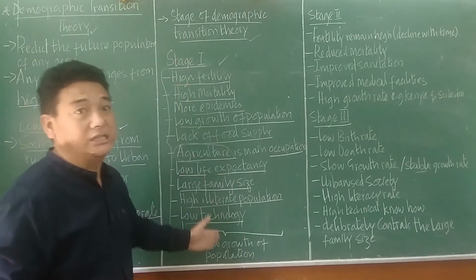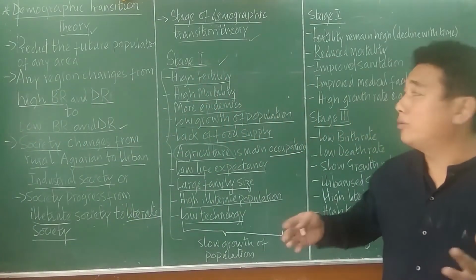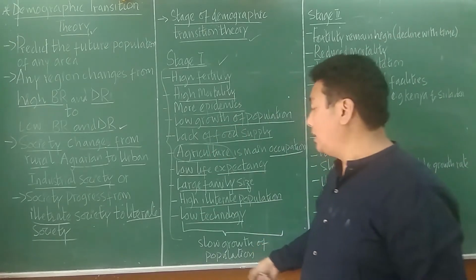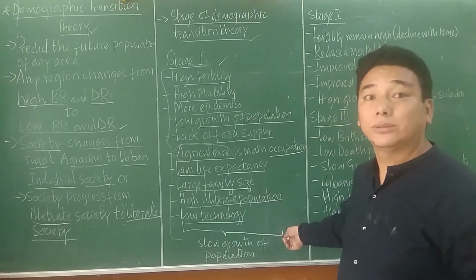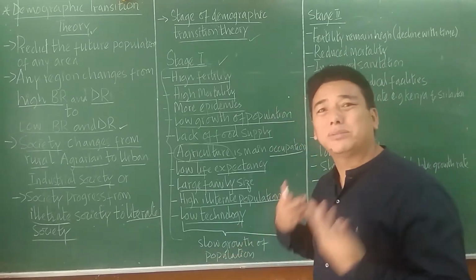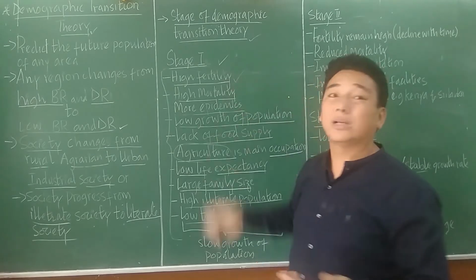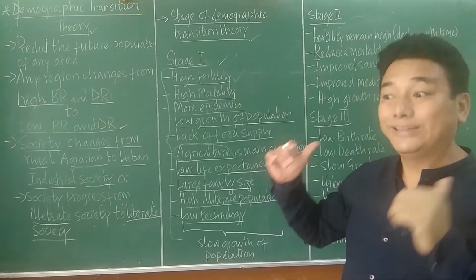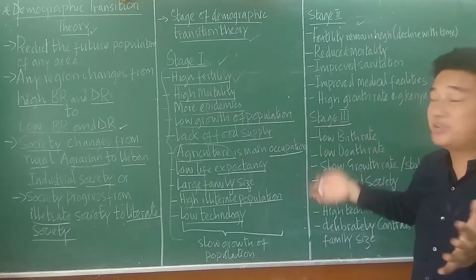Why? These are the reasons. Low fertility, high fertility, and high mortality, right? And obviously there will be less population, or slow growth of population. And then the high fertility, because in order to compensate for the dead ones. Is it clear?